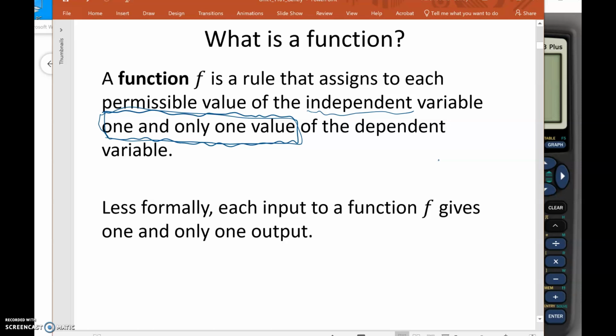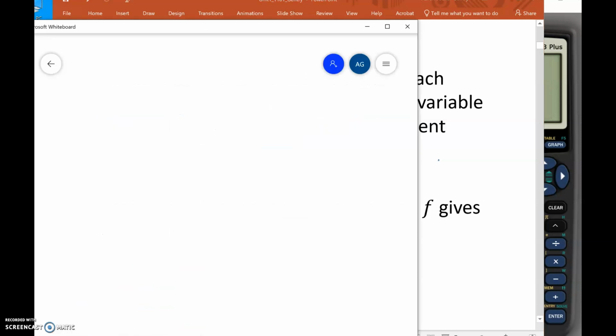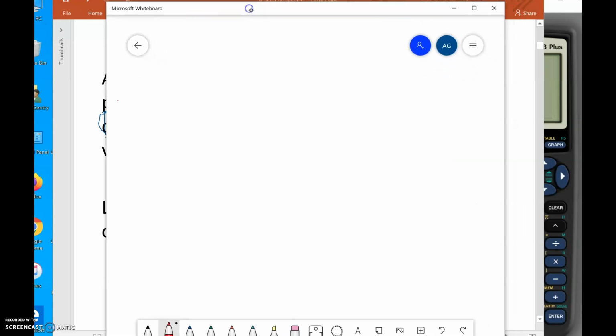All right, so this definition of a function, I think to really get an understanding of how it works, we need to think about some situations that maybe aren't functions and see exactly how they violate this rule about each input to a function giving one and only one output. So let me go over to my whiteboard and let's look at an example of something that is, well, let's do a couple. So here's something that is a function.